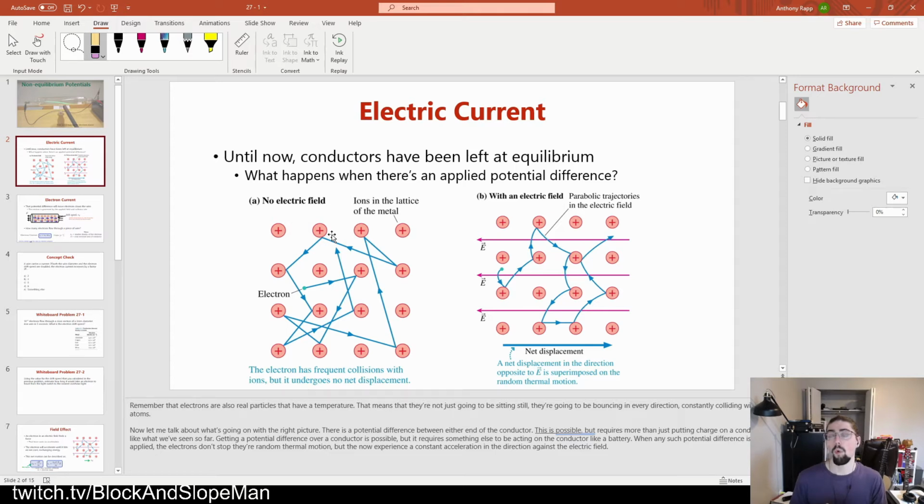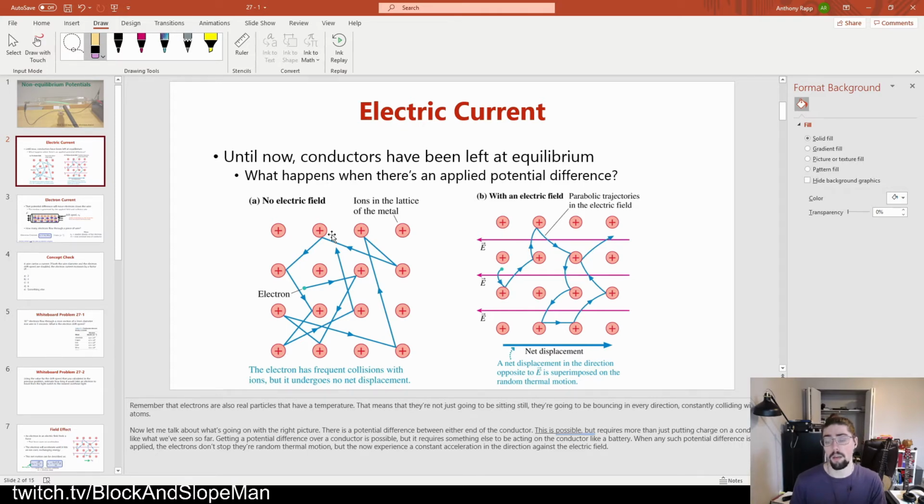So what happens when we apply some sort of potential difference? How might we do this? Well, one of the easy ways to do this is if you take any sort of battery or something else and hook it up to a conductor. That applies a potential difference. Now, we actually have an electric field inside of the conductor.